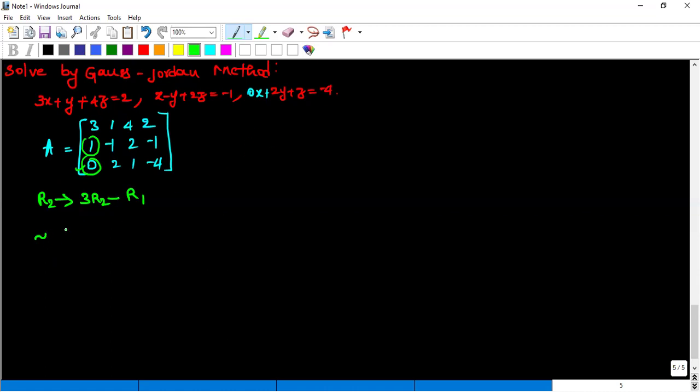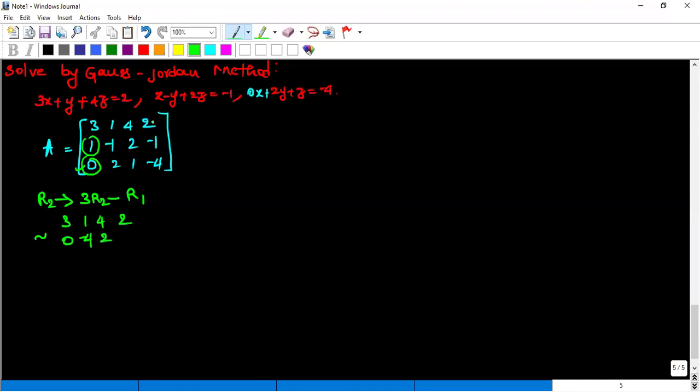The matrix is: first row we are not changing, 3, 1, 4, 2 as it is will come. Second row we are changing, R2 to 3R2 minus R1. 3 into this will become 0. Then minus 3 minus 1 is minus 4. 3 into 2 is 6, minus 4 is 2.